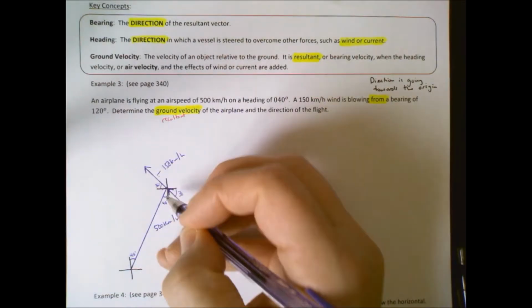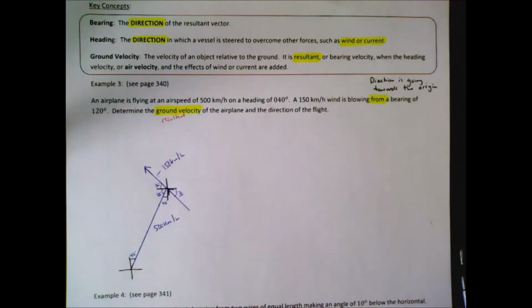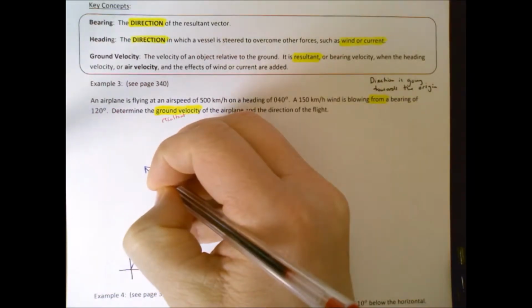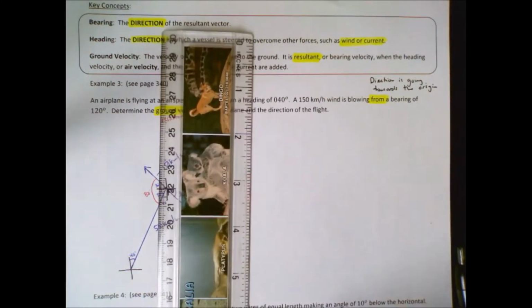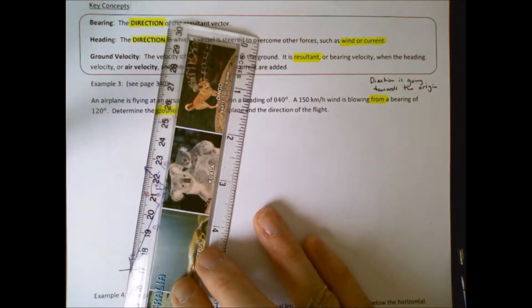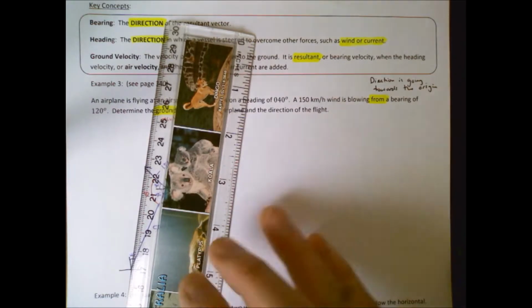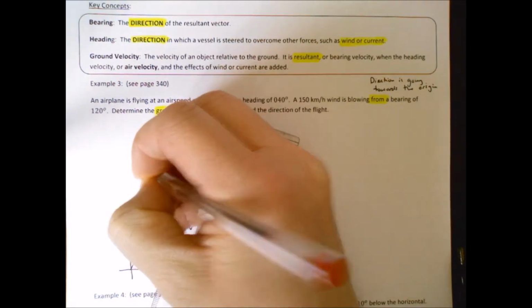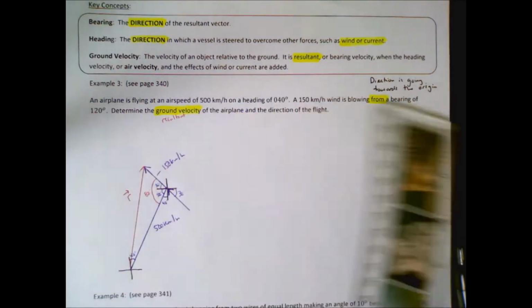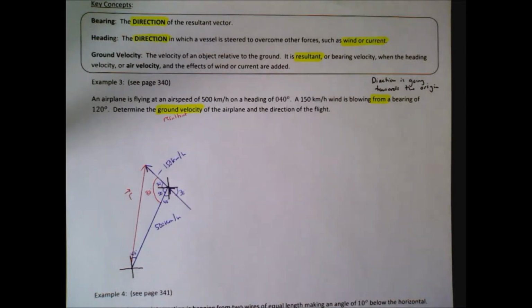So if this is 40, I know this angle here must be 50, which means that this entire angle here must be 80. And then I can also draw my resultant vector. Here's my resultant vector. It starts at the tail of the first and goes to the tip of the second. So there's my resultant right there. I've got my two magnitudes, and I've got my angle between the two, so I'm going to use the cosine law.